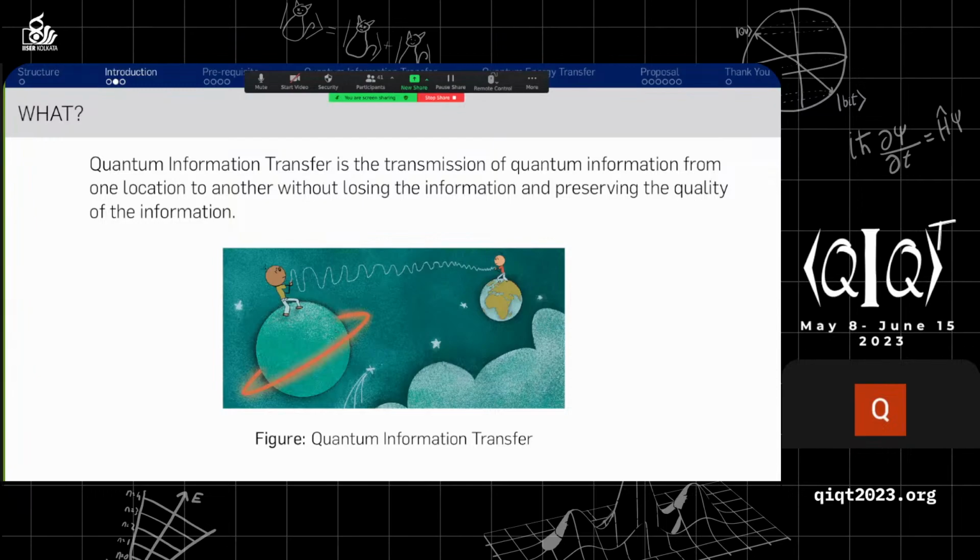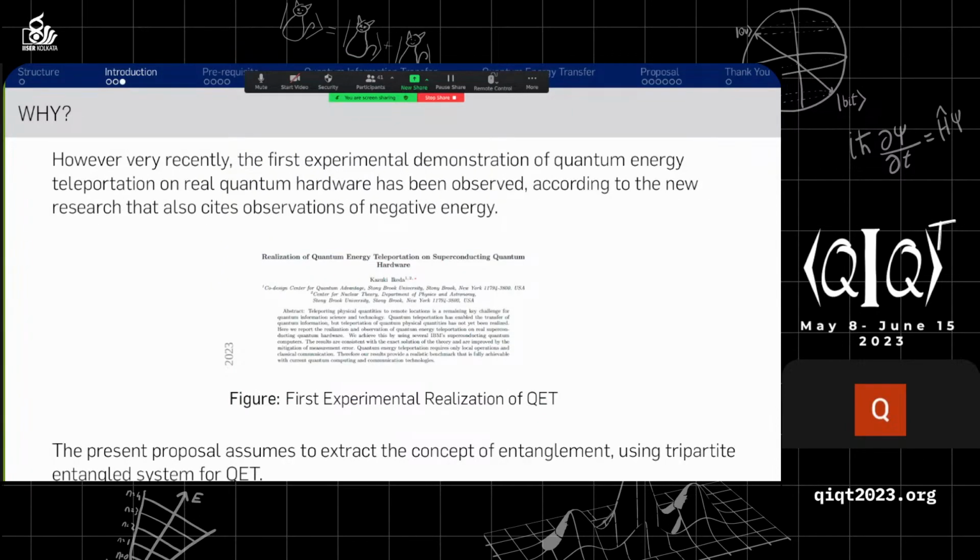However, the term quantum transfer is basically used for quantum state teleportation, or as one generally calls it, quantum teleportation, where transmission of any physical quantity is not involved. Teleporting physical quantities to a remote location is a remaining key challenge for quantum information science and technology to date. As we know, energy is a physical quantity.